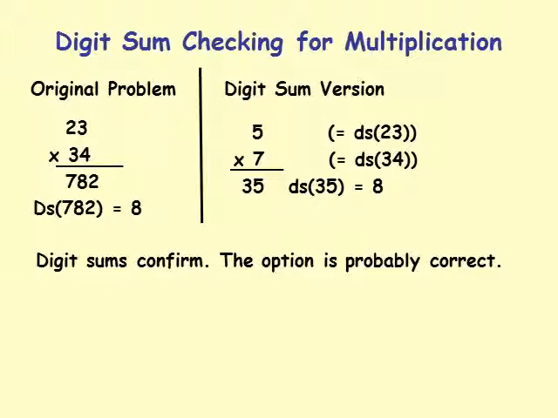Okay, let's continue here. The digit sum confirms the option. The option is probably correct. We say probably correct because this is just a necessary condition, not a sufficient condition. We have already seen that when digit sums matched, one of the options was incorrect. Let's continue.